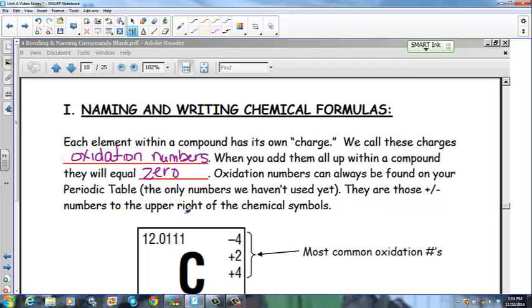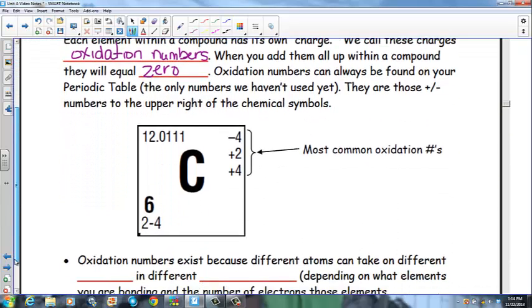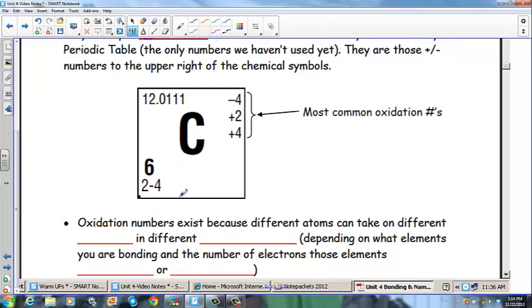So what I wanted to add to this is that because the oxidation numbers add up to 0, that shows a conservation of charge. Oxidation numbers exist because different atoms can take on different charges in different compounds, depending on what elements you are bonding, and the number of electrons those elements will either donate and give a positive charge, or accept to become a negatively charged ion.